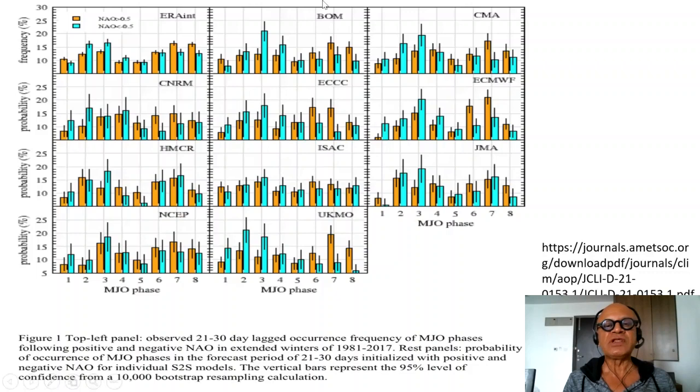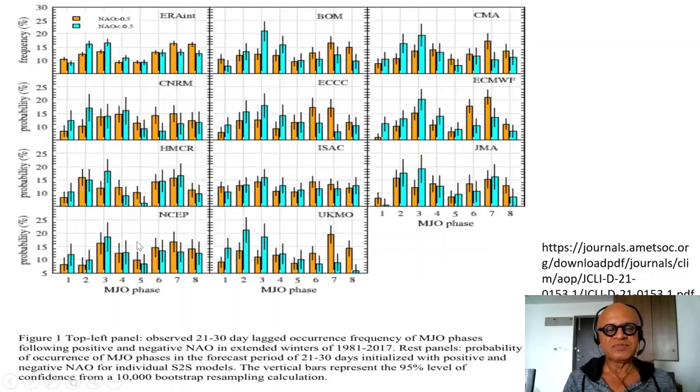So then we look for different models like Bureau of Meteorology, Chinese model, ECMWF, Japanese model, US model, UK Met Office model, and the others. And you can see that many of them reasonably capture the skill of MJO phase relation with the NAO.